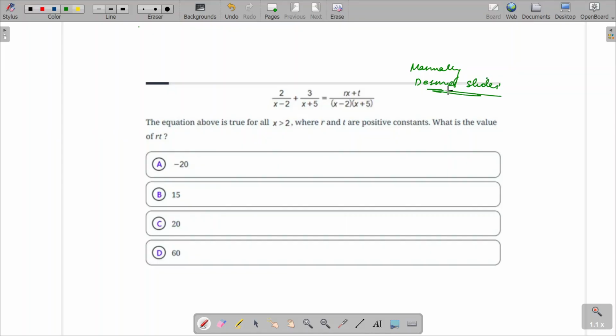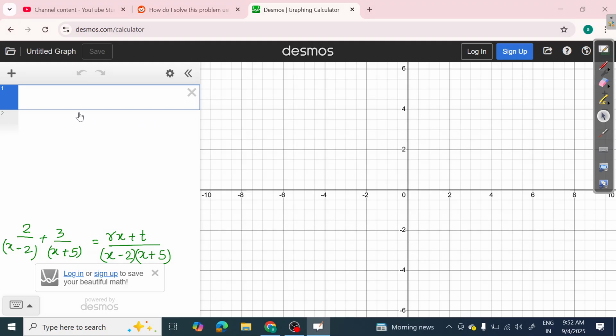But I would suggest you do this question manually, just for your understanding. If you want to know how to do it on Desmos, let's do it on Desmos. So what I'm going to do is make two different functions and separate them. Let me show you how I'm going to put it on Desmos.